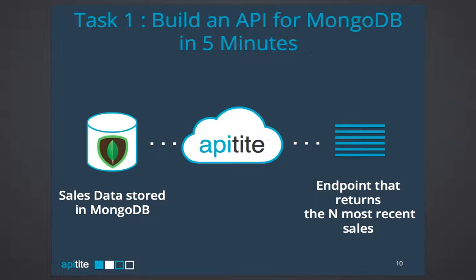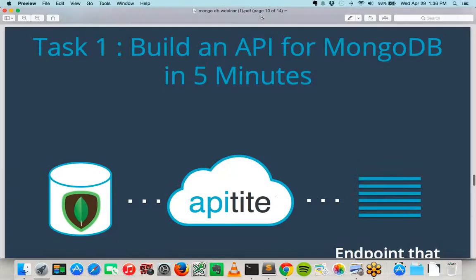So you can see what we're going to be doing is we have a sample MongoDB database, and in it we have some sales data. And we're going to hook Apitite up to that database, and then we're going to create some endpoints that return the most recent sales. So let's get started.